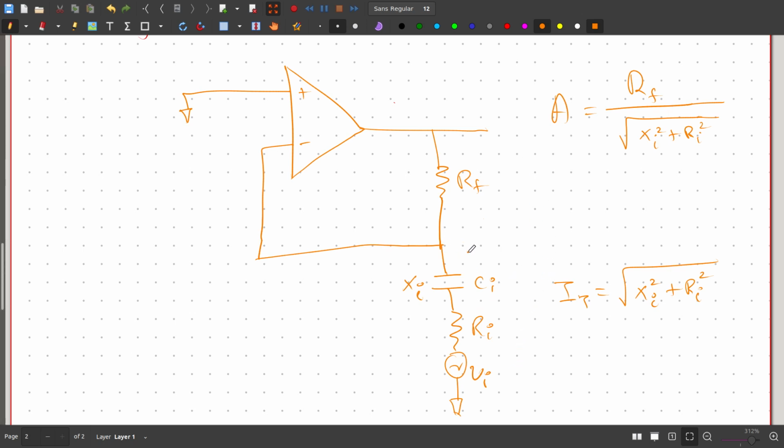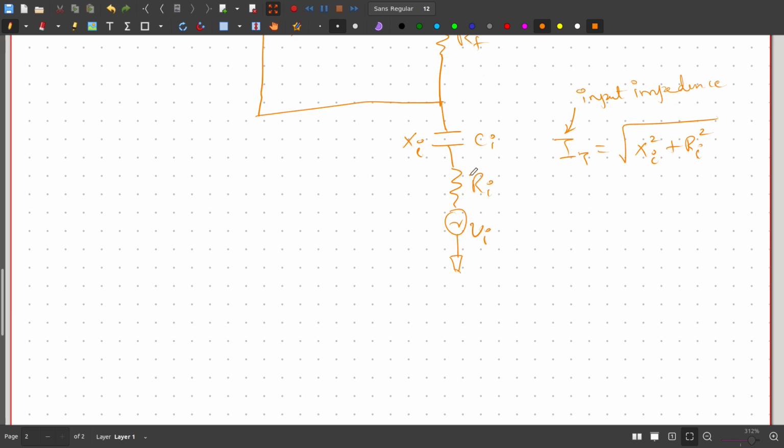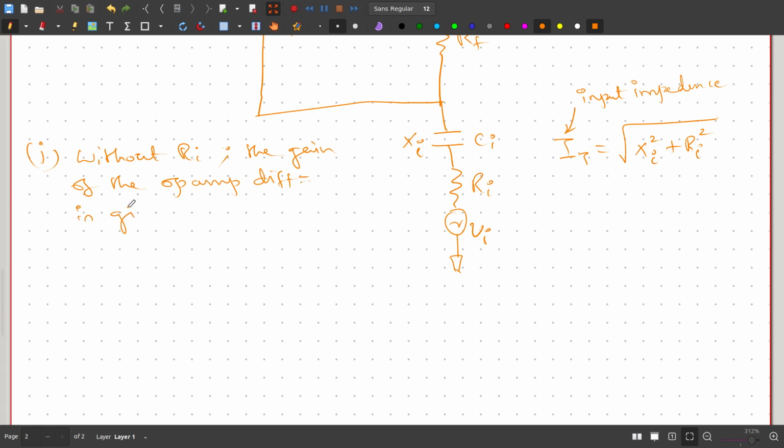So why did I add Ri? The reason is, without this input resistance Ri, the gain of the op-amp differentiator is given by A equals Rf divided by Xi, where Xi is the impedance of this capacitor.